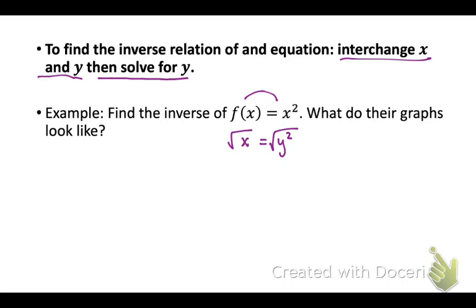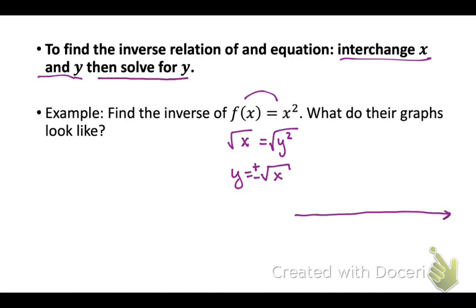Okay, so I get y equals the square root of x. And it's actually plus or minus the square root of x, isn't it? When you take the square root of something, isn't it plus or minus? Yes. Okay, it says, what do our graphs look like?